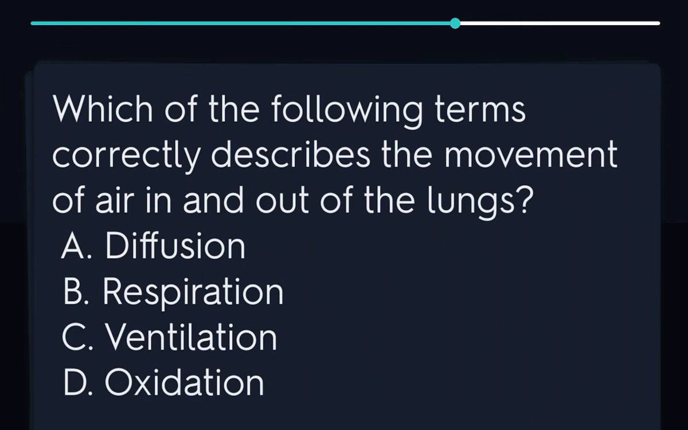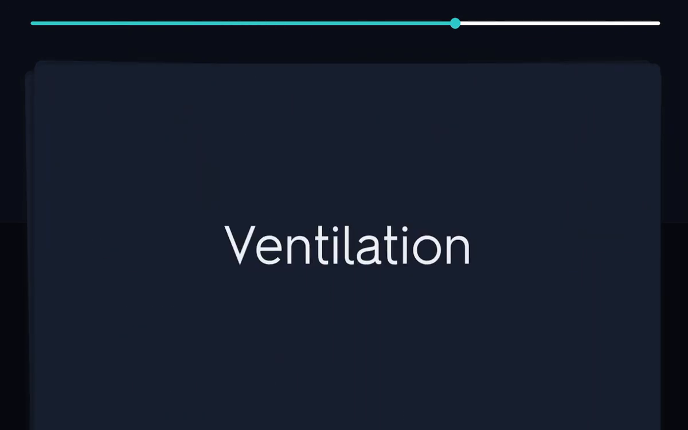Which of the following terms correctly describes the movement of air in and out of the lungs? A. Diffusion, B. Respiration, C. Ventilation, D. Oxidation. Ventilation.